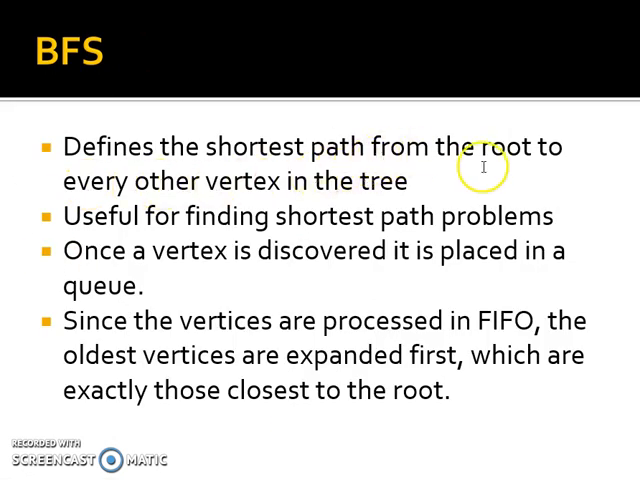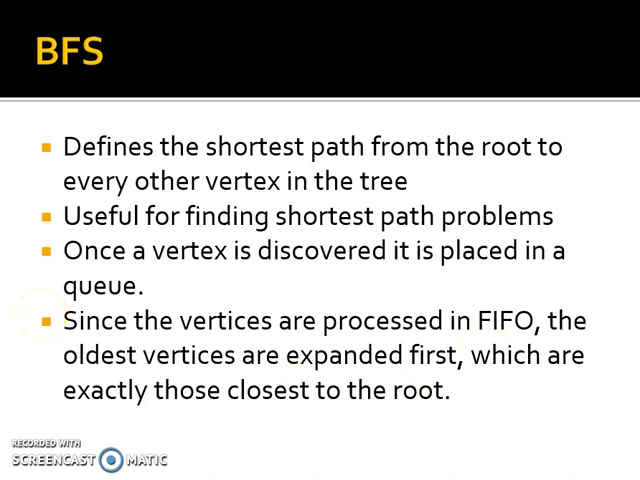So it defines the shortest path from the root to every other vertex in the tree. And this is really, really useful for shortest path problems. Once a vertex is discovered, it's placed in a queue. Since the vertices are processed first in, first out, the oldest vertices will be expanded first, and they're the ones closest to the root.